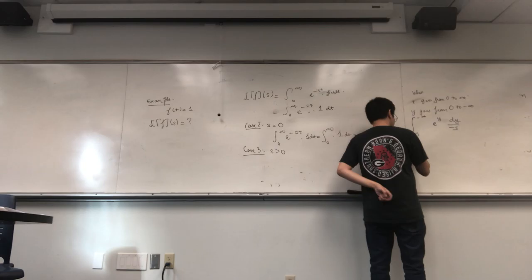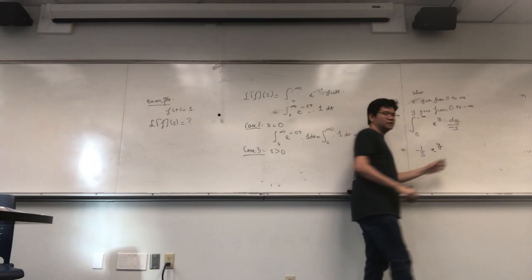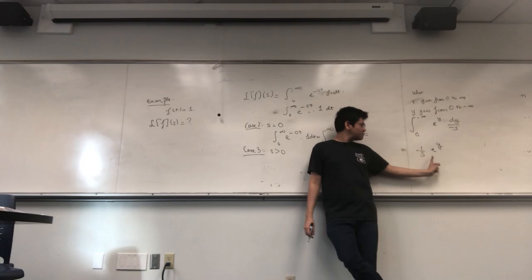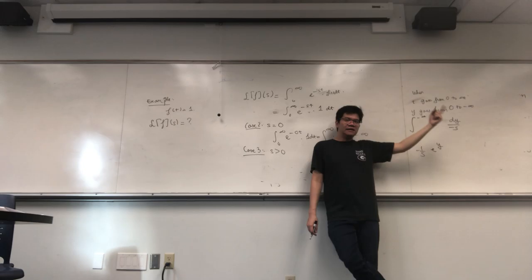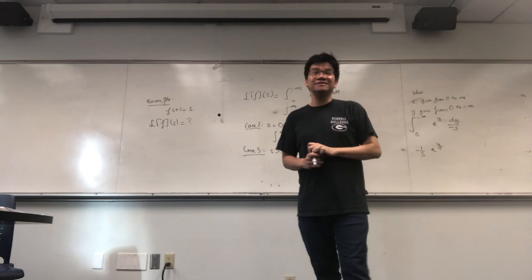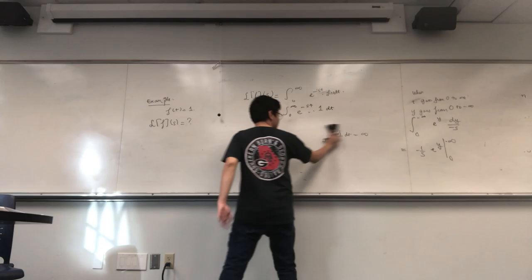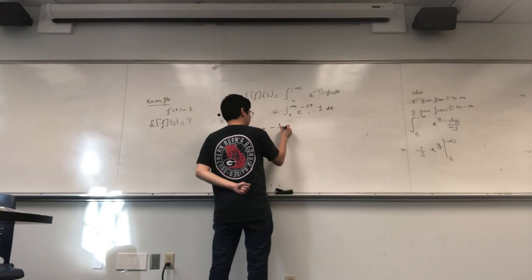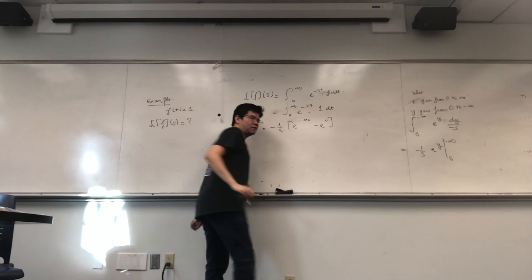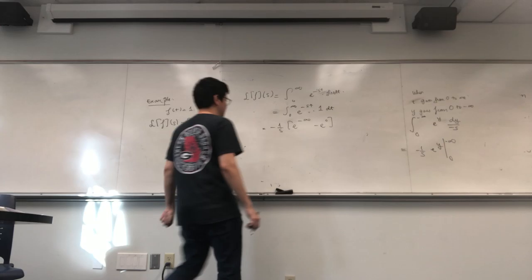So this gives you minus 1 over s times the integral of e to the y, right? Minus 1 over s is the constant, and e to the y is the function that you have to integrate, right? So you take the antiderivative of e to the y, and you evaluate that at 0 and minus infinity. So this gives me minus 1 over s times e to the minus infinity minus e to the 0, right? E to the power minus infinity is 0, because it's becoming very small. So this is 0, and this is 1. So finally, you get 1 over s.